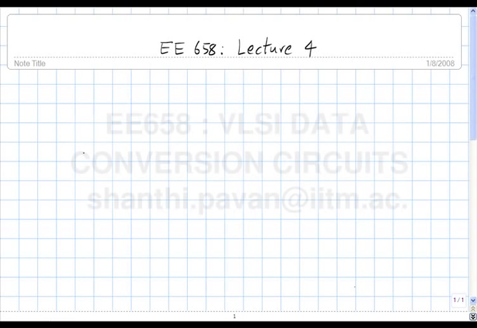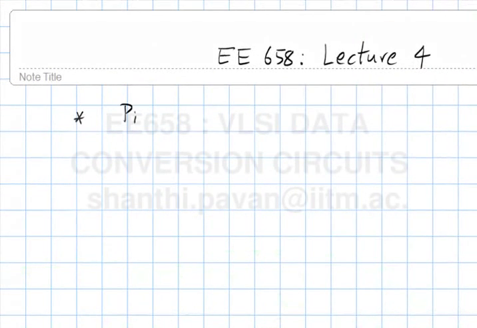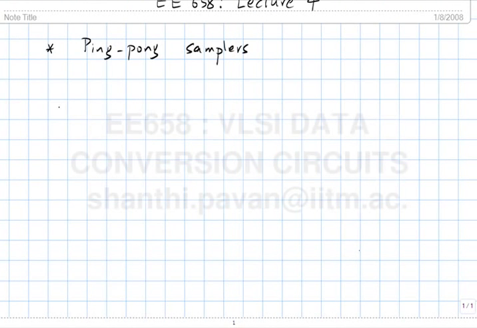So this is E658 lecture 4. Last time around we were looking at the spectral properties of ping-pong sample and holds, where the basic idea is to take a continuous time signal and use one sample and hold to sample every other sample.